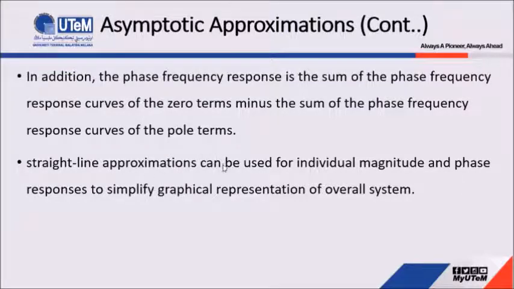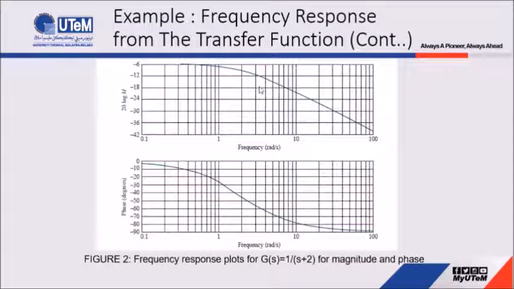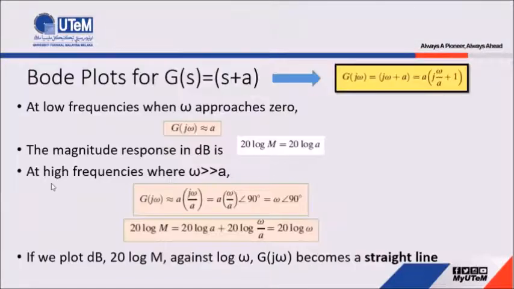Straight line approximation can be used for individual magnitude and phase responses to simplify the graphical representation of the overall system. This figure shows an example of a frequency response, which consists of a magnitude plot and a phase plot. This is the magnitude and phase response for the system with G(s) equal to 1 over s plus 2. Okay, let us look at how we can plot the Bode plot.